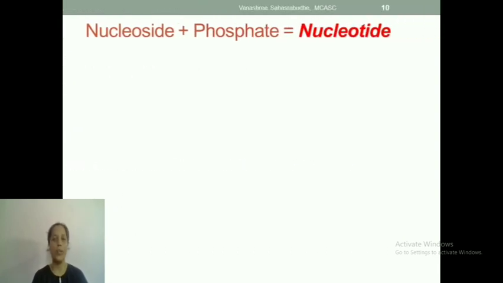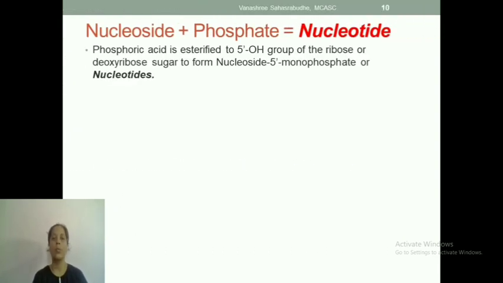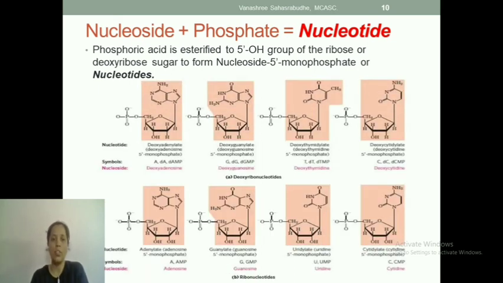Now let's talk about the nucleotide. To the nucleosides, at the fifth carbon of the sugar, phosphoric acid is esterified, and that is called a nucleotide. How are these nucleotides named? To the name of that particular nucleoside, a monophosphate term is added. So it is nucleoside 5' monophosphate, which is nothing but a nucleotide. So these are the structures of nucleotides. Here the symbols of these nucleotides and the names of the nucleosides are given, what you call them and how you call them. So these are the nucleosides.